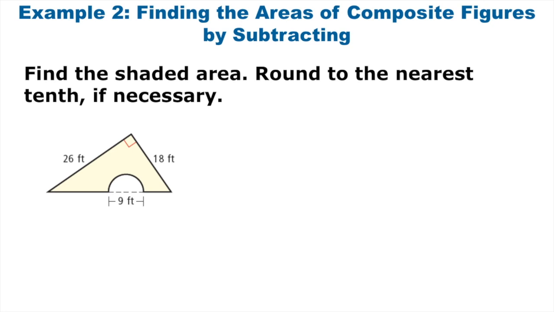Here's another example. See if you can figure this one out. It's a little different because you're going to have to subtract the area of the half circle from the area of the triangle because the area of the half circle is not shaded.